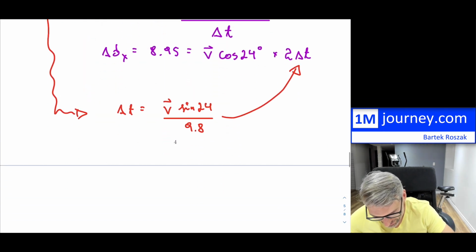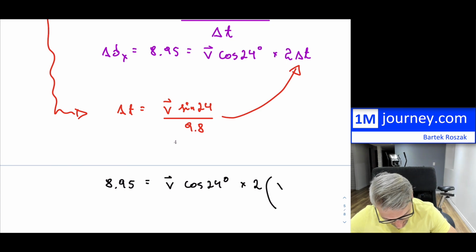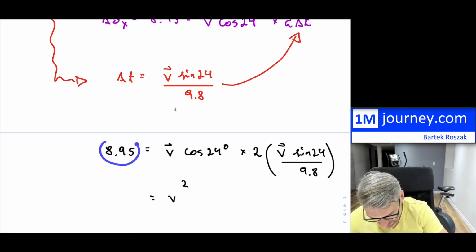So we have 8.95 equals, so this is going to be v cos 24 degrees multiplied by 2 times v sine of 24 divided by 9.8. So now it's going to be v squared. We don't need the vector anymore as we're squaring this out. So now taking this.